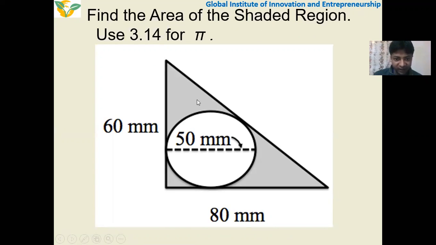Similarly, if you have to find the area of this shaded portion, not the middle one, only the shaded portion, what will you do? You know the area of this triangle, 1 by 2 base into height. Base is given as 80 mm and height is given as 60 mm. So you can calculate the area of this triangle, and you can calculate the area of this circle. And by subtracting the area of this circle from this triangle, you will get the area of your shaded portion, because this is your area of interest.